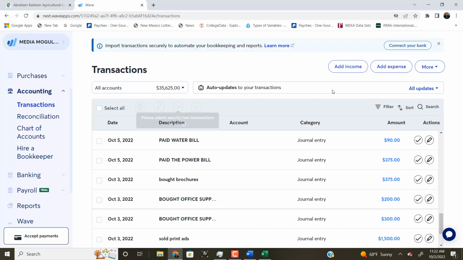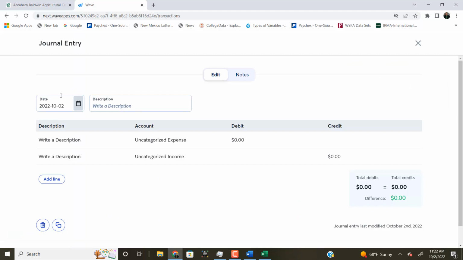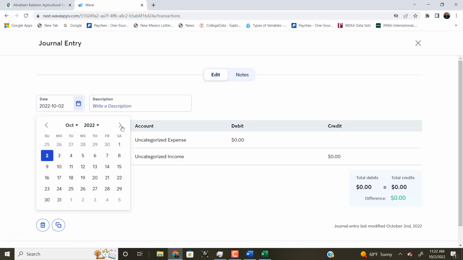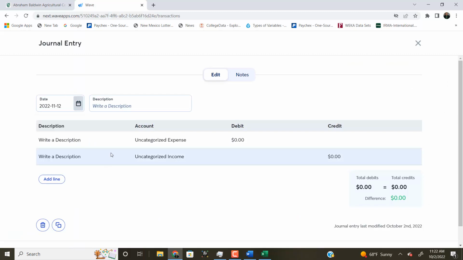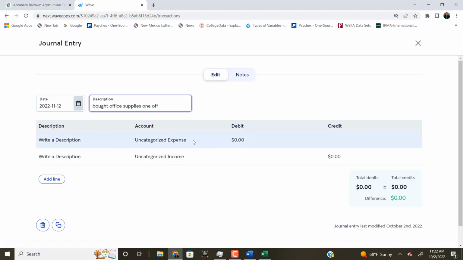So going to do more and add a journal transaction. Every single one of these is done the same way. And still on the 12th. So you're going to come over and change your date. Bought office supplies. And I'm going to put on here one off just so that you understand what the difference is.